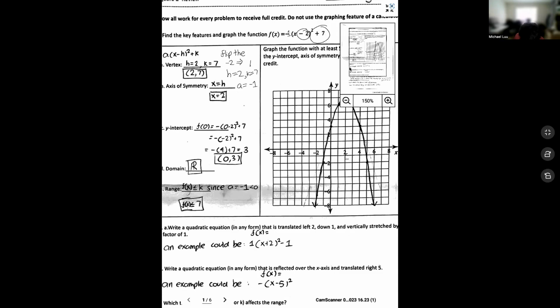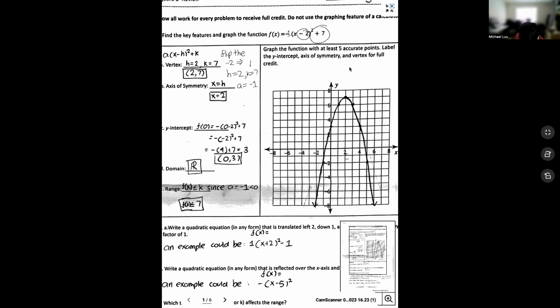Y-intercept, I said you have to plug in 0 for x. So notice I wrote f of 0 is equal to, and then notice I just replace my x value with 0. So then I put negative (0 minus 2) squared plus 7. I figured out what 0 minus 2 is. That's negative 2. Negative 2 squared is 4. But there's a negative sign in front right here. So then I added with that 7. Negative 4 plus 7 is just me saying 7 minus 4, which is 3. So I figured out my y value.